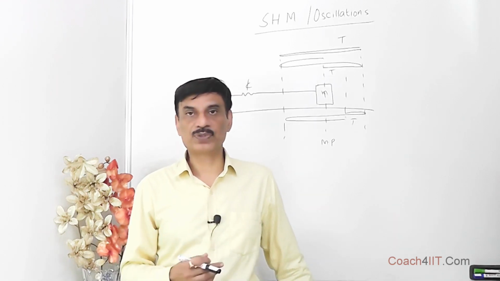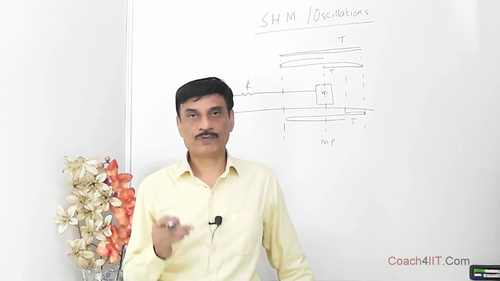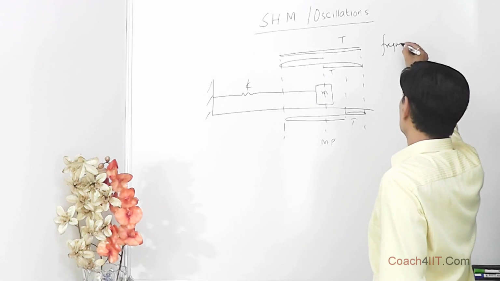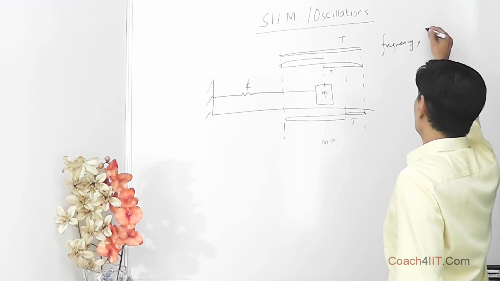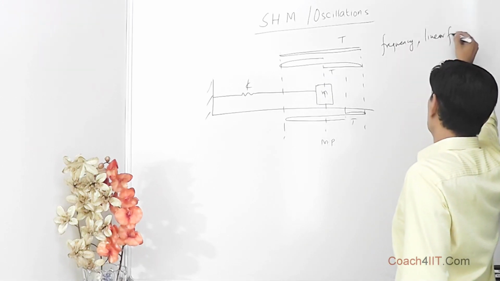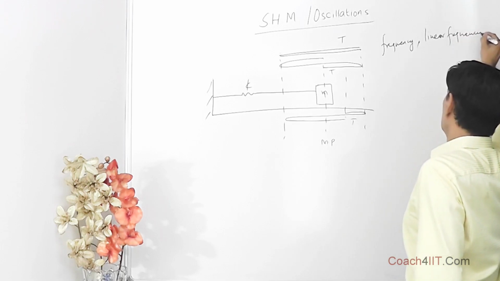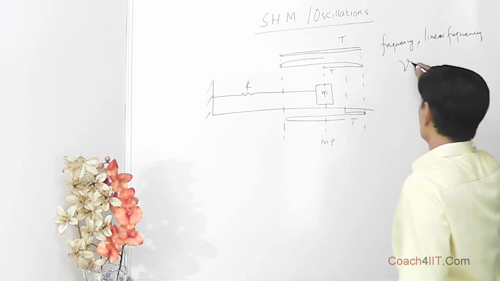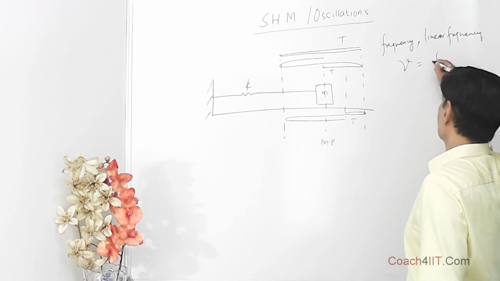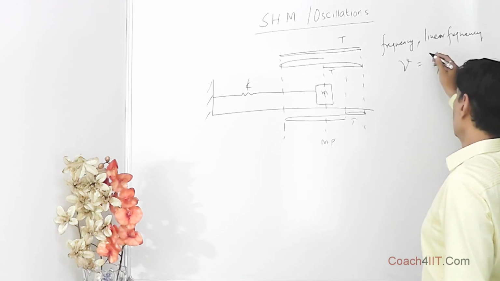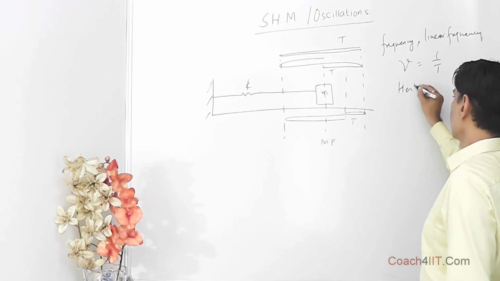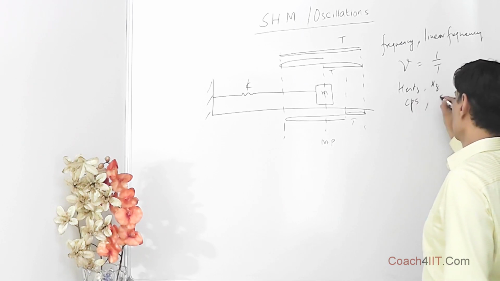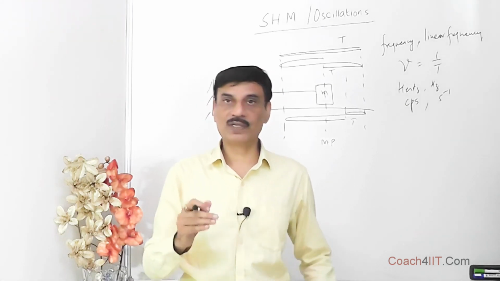And then comes frequency. What is frequency? Frequency is the number of oscillations in 1 second, or we say linear frequency. It is denoted by nu. If the time period is denoted by capital T, the number of oscillations per second is going to be 1 by T, and this is called linear frequency. Unit is hertz, written as Hz, or cycles per second, or per second. It is linear frequency. We also have angular frequency.